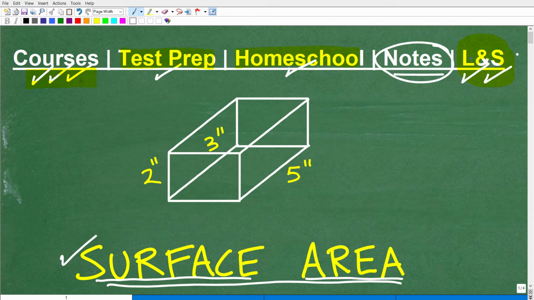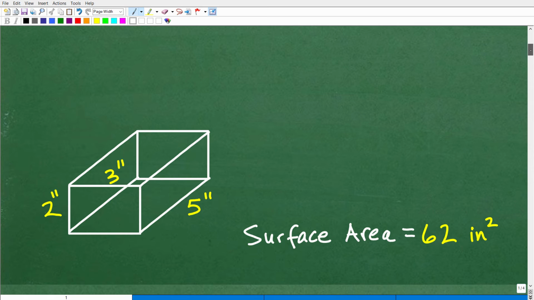Okay, so let's get into the surface area, and let me show you the answer. And here you go. All right, so here is our rectangular box, basically like a shoebox. The surface area is 62 inches squared, okay?